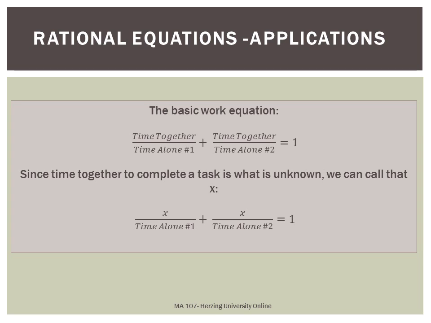The basic work equation is time together divided by time alone, worker number 1, plus time together divided by time alone of worker number 2 equals 1. We use 1 because it's one job. Since time together to complete a task is what is unknown, we can call that x, and we can rewrite our work equation to x divided by time alone by worker number 1 plus x divided by time alone for worker number 2 equals 1.